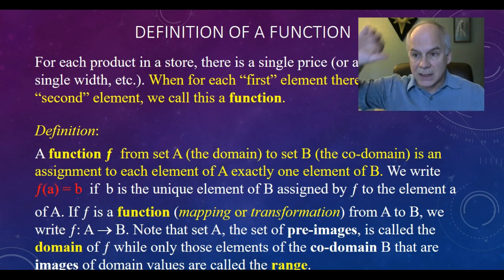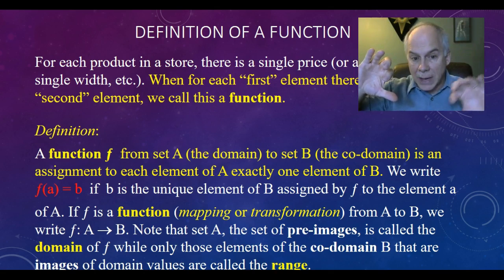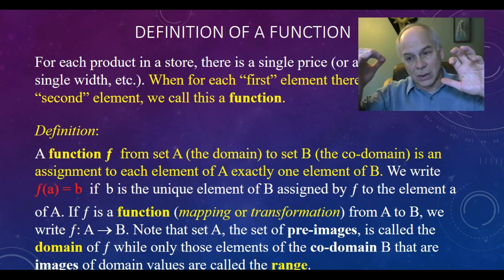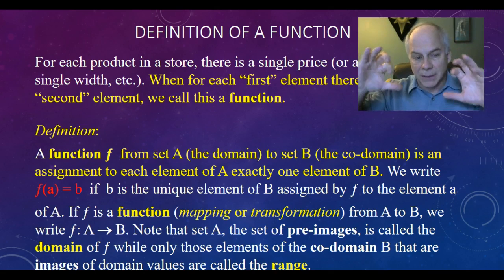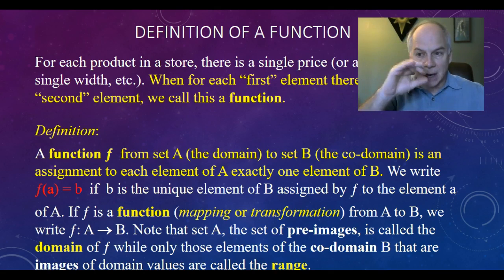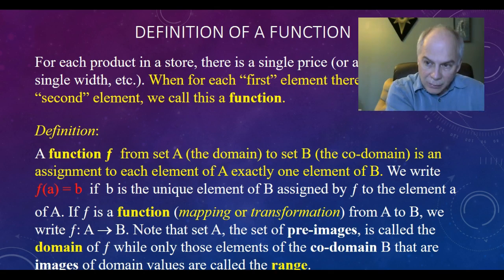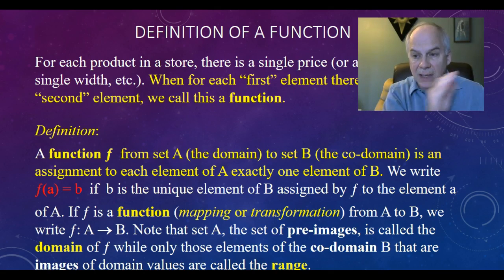So set A is this domain, this set of domain elements. Set B is what we call the codomain, or it's called the range sometimes, but this book calls it the codomain. And the function f assigns to each element in the domain an element in the codomain, all right, using that function f of a equals b. So little a is one of the elements in set A, and little b is one of the elements in set B.